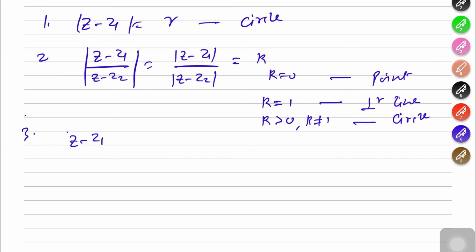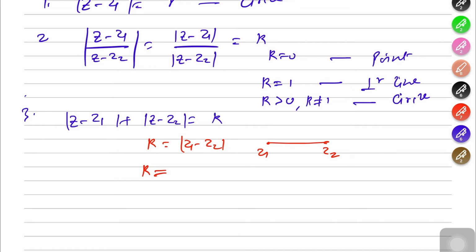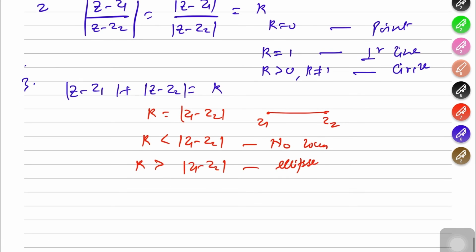And this is |z − z1| + |z − z2| = k. We say that if k is equal to |z1 − z2|, they represent a line segment joining z1 and z2. If k is less than |z1 − z2|, no locus is possible. If k is greater than |z1 − z2|, it is an ellipse. Okay.